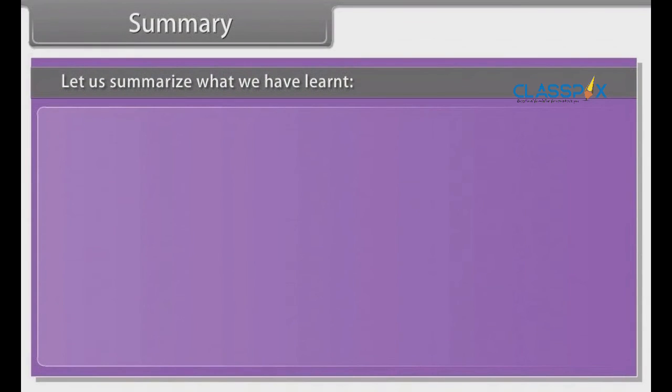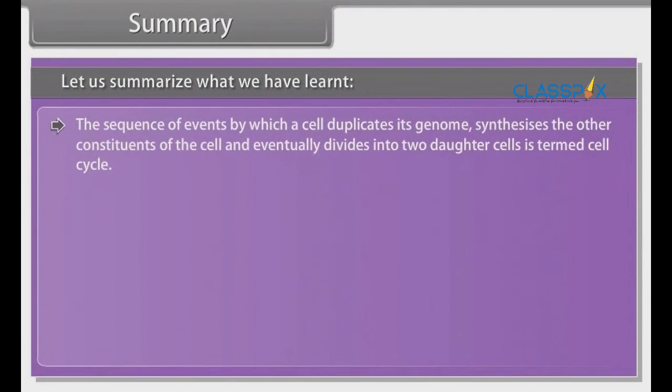Summary. Let us summarize what we have learned. The sequence of events by which a cell duplicates its genome, synthesizes the other constituents of the cell, and eventually divides into two daughter cells is termed cell cycle.